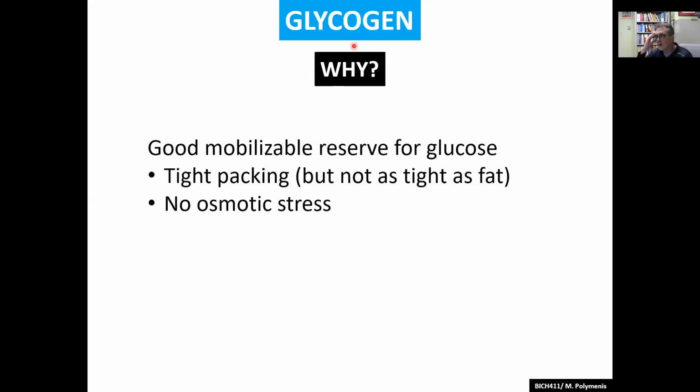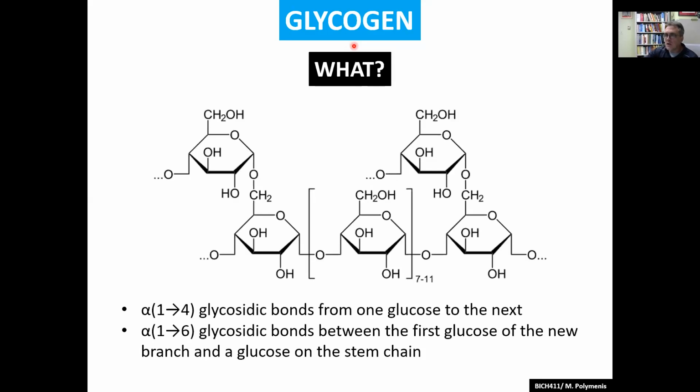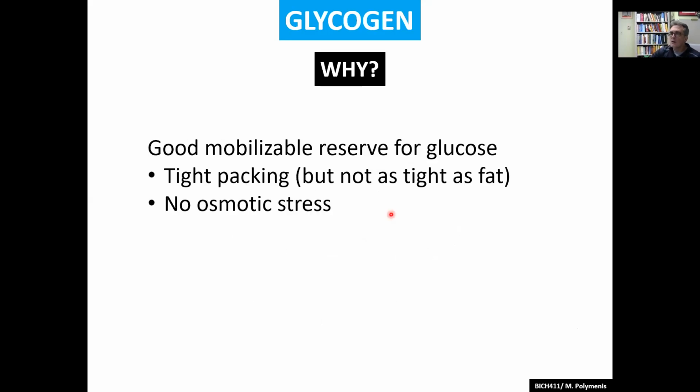So why store glucose in this kind of polymer? Why don't we just have individual, single molecules of glucose, as opposed to this polymer of glucose? That's what glycogen is: a polymer of glucose. The reason is that it's a good mobilizable reserve for glucose, as you will see. We'll explain why that is.